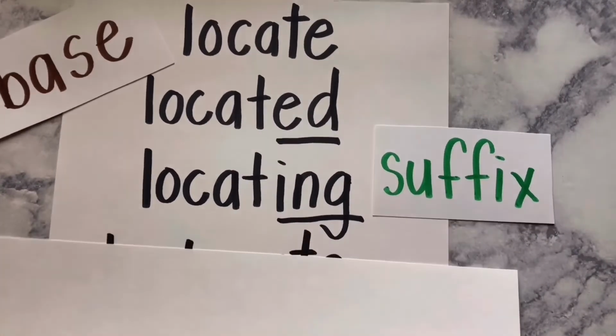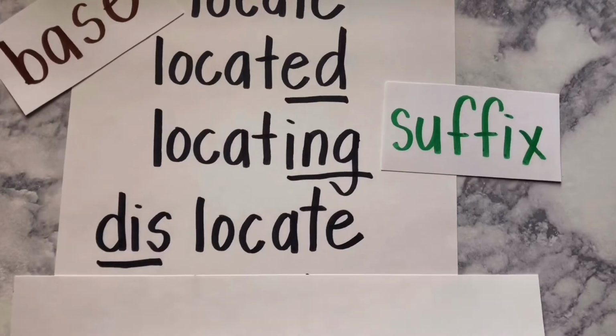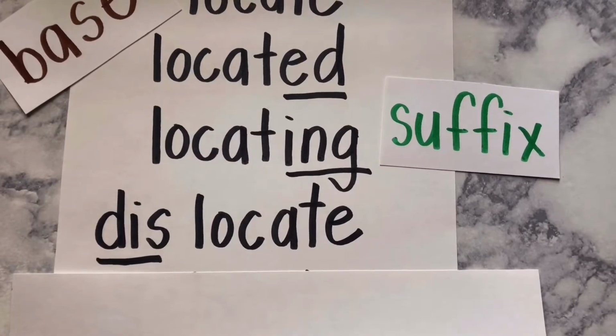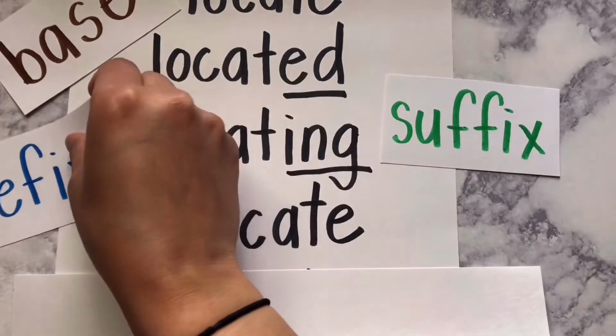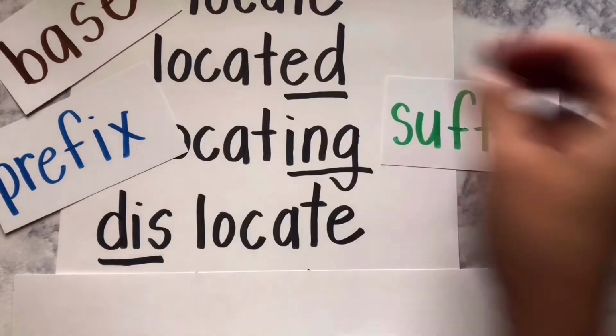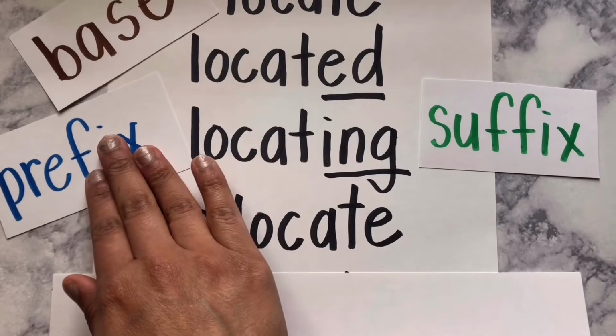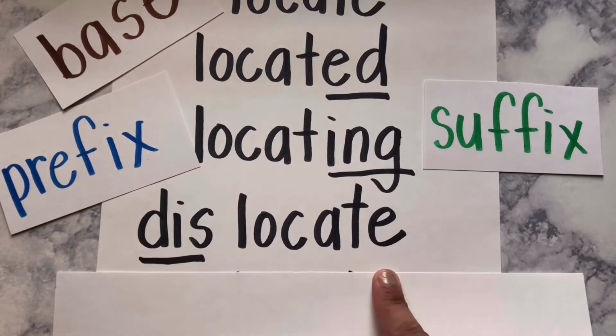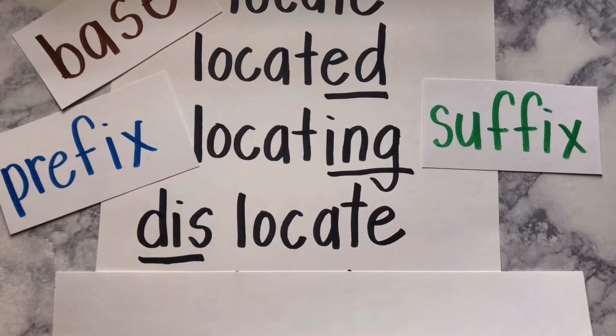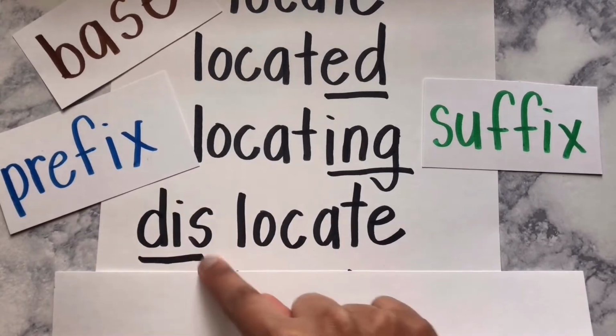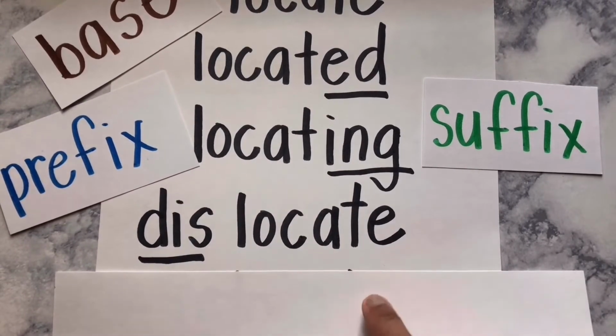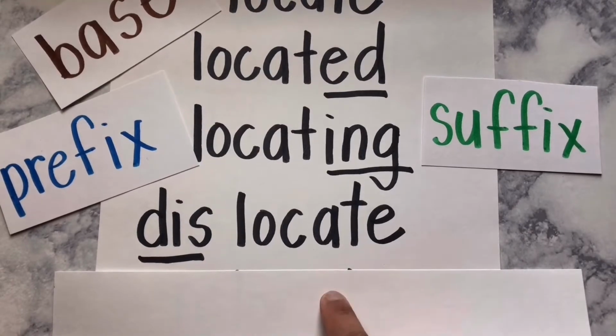Let's look at another variation of the word locate. If you see dislocate, now in the beginning of the word, we added what we call a prefix. A prefix changes the meaning of the base word. So if you're locating something, finding where it is, and it's dislocate, that means that it is not. So it is removed, dislocate, to take away.